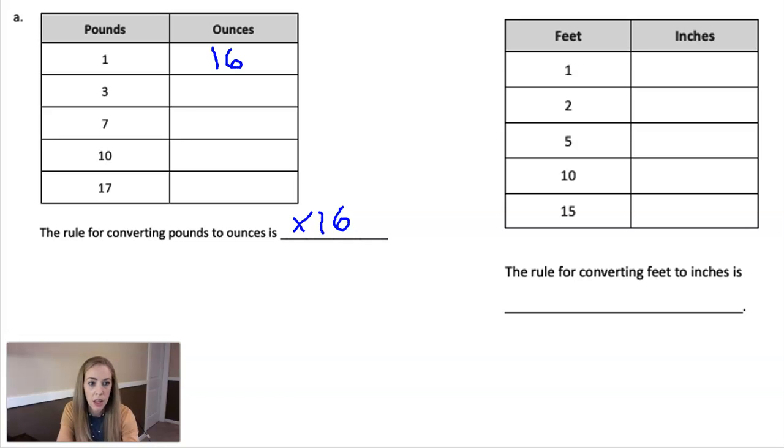Okay. Feet to inches, this one you might be a little more familiar with because we talked about this a lot earlier in school. But if I have 1 foot, that's like a ruler. Okay, inches are 12 inches. 2 times 12, 24. So you just have to be careful to look at what number they're giving you if it's in a table. And then also in this unit, they will give you lots of story problems. Okay. The rule for converting feet to inches is just to multiply by 12.